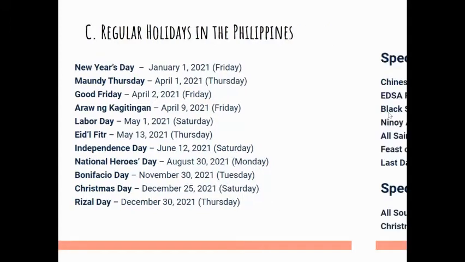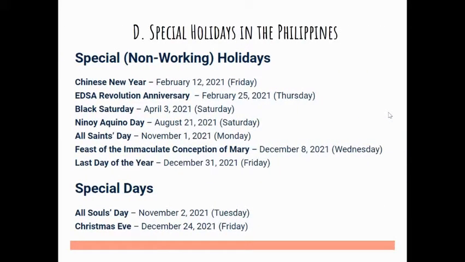We also have the special holidays in the Philippines. So February 12 is considered as Chinese New Year. Special holidays or non-working holidays: February 25, EDSA Revolution Anniversary. April 3, Black Saturday. August 21, Ninoy Aquino Day. November 1, All Saints' Day. December 8, Feast of the Immaculate Conception of Mary. December 31, that's the last day of our year. And we also have special holidays: November 2, All Souls' Day, and December 24, Christmas Eve.